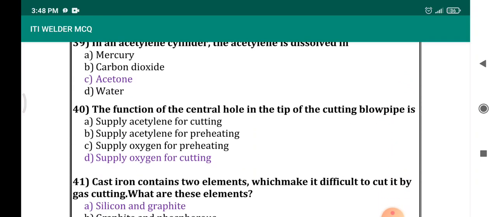The function of a central hole in the tip of a cutting blowpipe is? The center hole will be providing the oxygen for cutting. The options are supply acetylene for preheating, supply oxygen for preheating. The central hole will be providing oxygen for cutting.